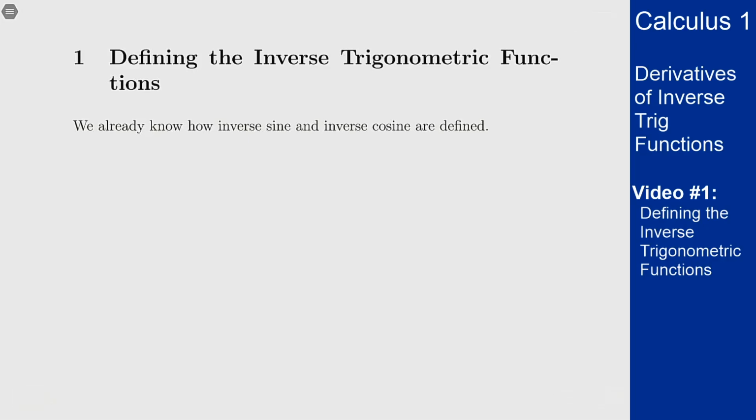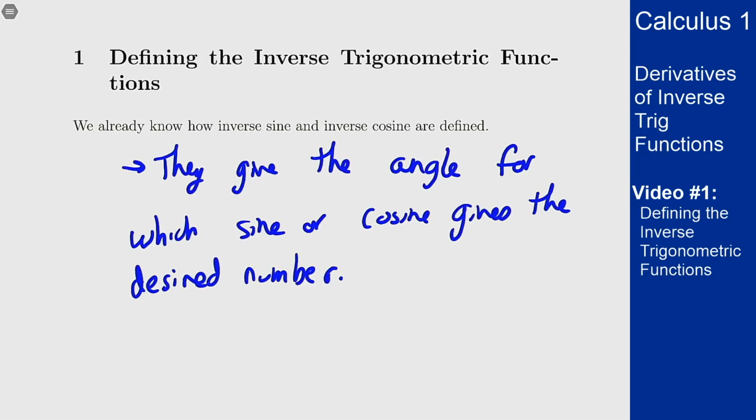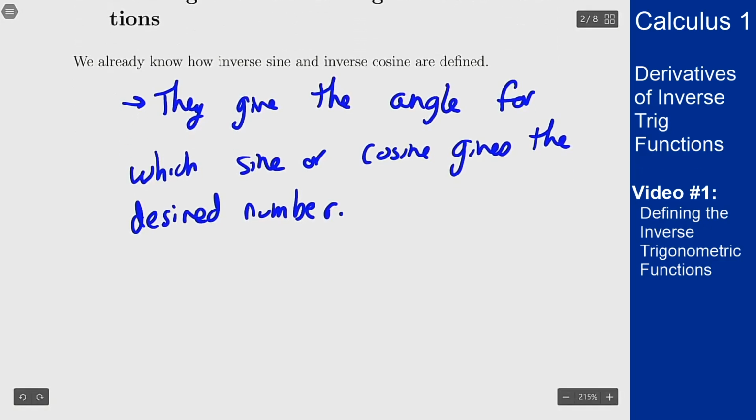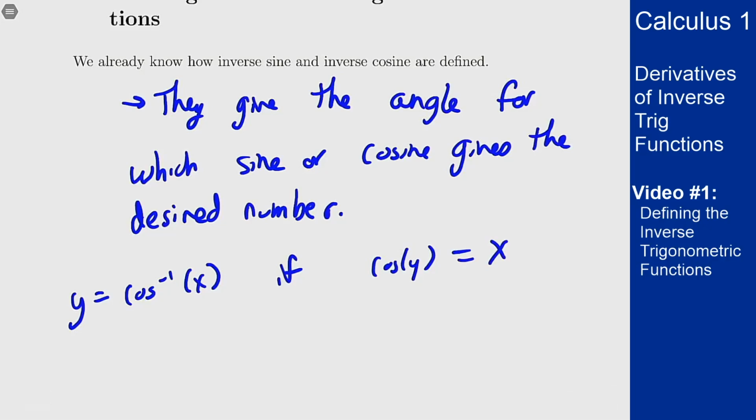In this video, we'll talk about how the inverse trigonometric functions are defined. We've already spent some time talking about inverse sine, inverse cosine. The basic idea is they're the angle for which the sine or cosine equals a certain number. They're basically defined by the relation that y equals, say, cosine inverse of x if cosine of y equals x, the basic idea for inverse functions. The only thing that's tricky with these is the domain in which they're defined.